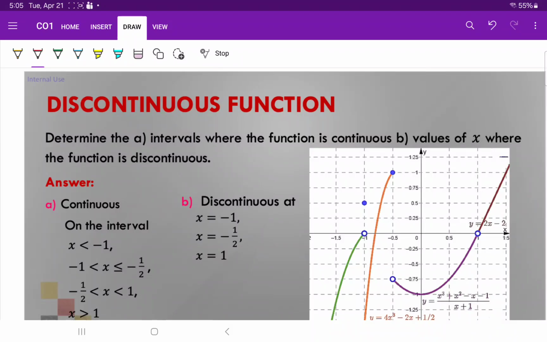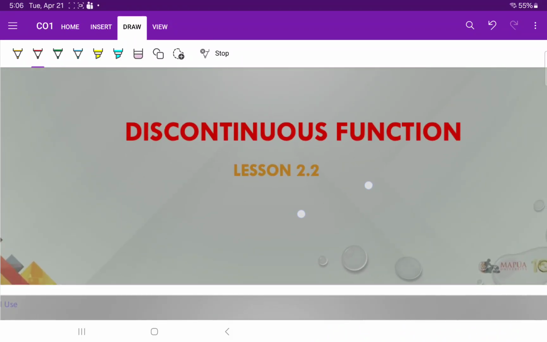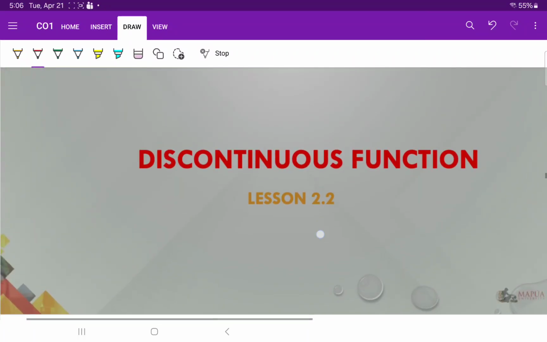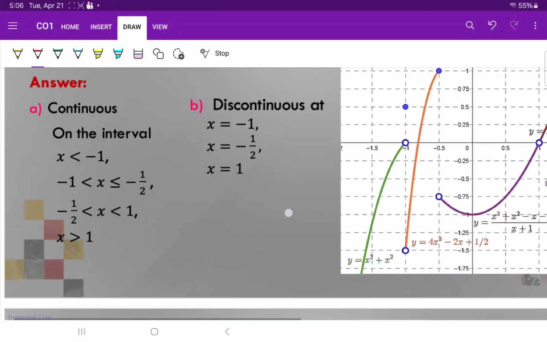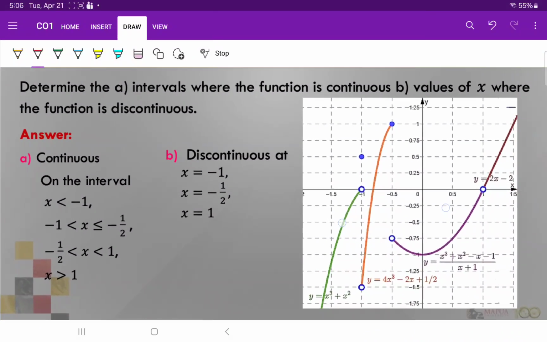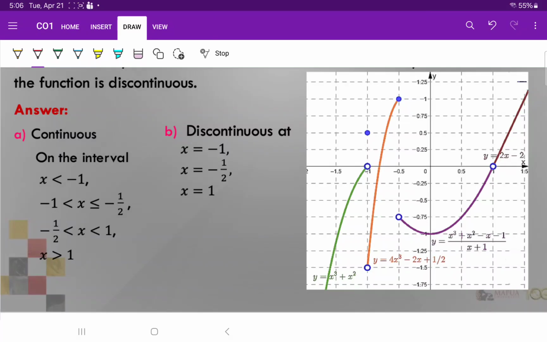Okay, so look at this example here. The first few examples that we did show functions which are continuous. Now, how about a discontinuous function? Now, look at this. We have studied this graph already. Last time, in our discussion on limits, we also interpreted this graph.